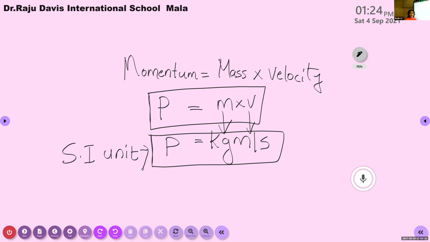So here we studied a new physical quantity, that is momentum. Momentum is the product of mass and velocity. Keep the equation in your mind: P is equal to mv, where P is the momentum, M is the mass, V is the velocity, and the SI unit of momentum is kilogram meter per second.